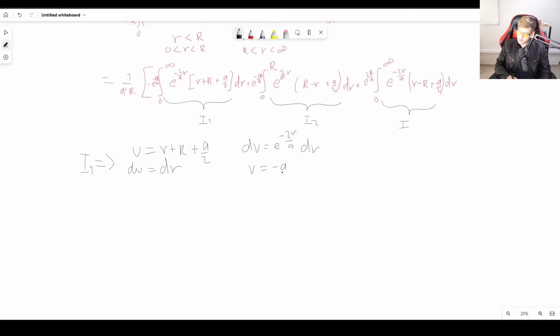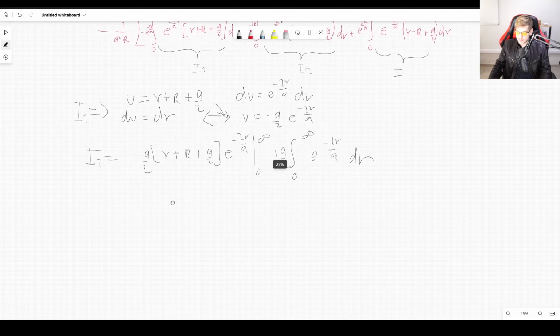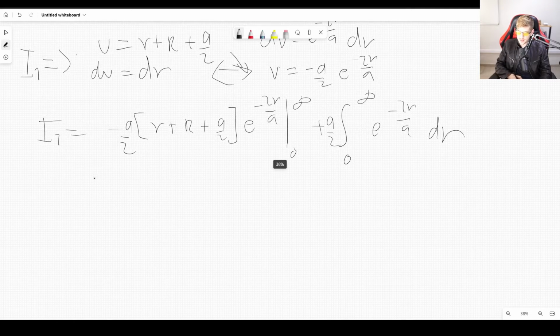And v will then be minus a over 2 e to the minus 2r over a. So now the integral will be, of course, the product of these things. First we get minus a over 2 times small r plus big R plus a over 2 times e to the minus 2r over a between 0 and infinity, minus the product of these two. So we get minus minus, so we get a plus integral from 0 to infinity of a over 2 e to the minus 2r over a dr. So now let's begin finding the values for these things.